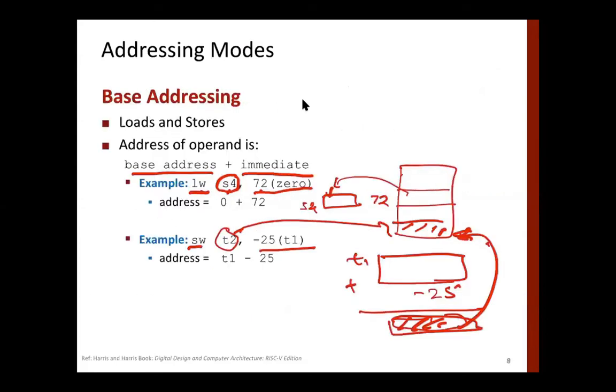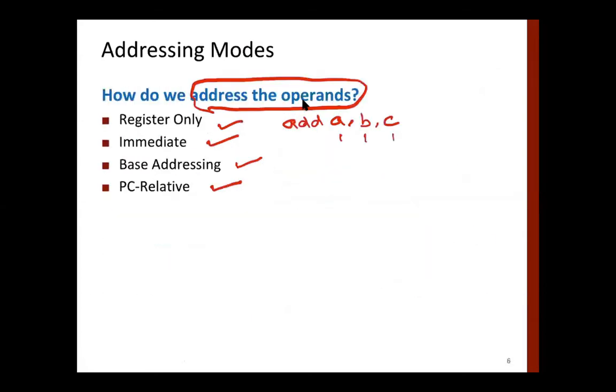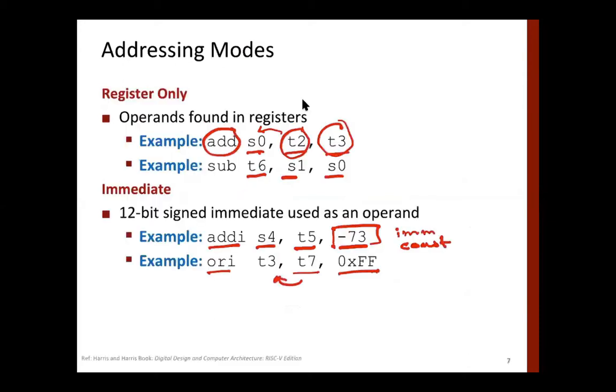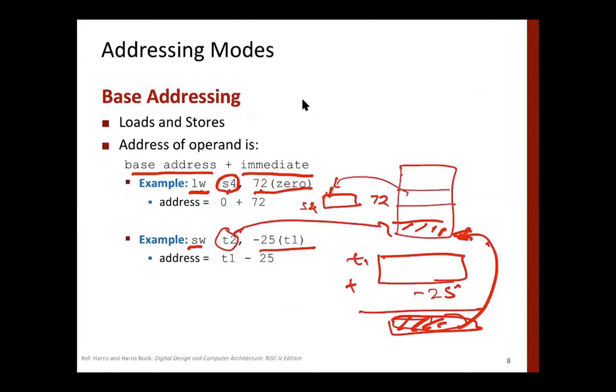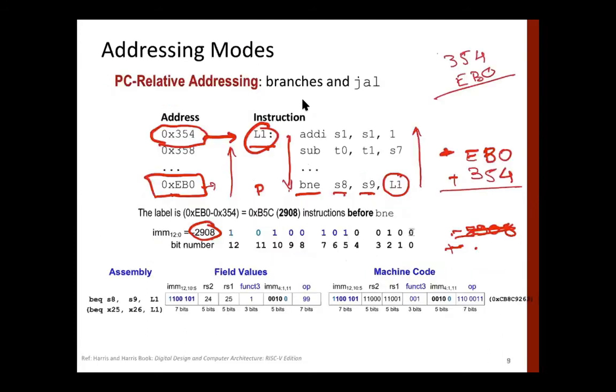Essentially we have 4 addressing modes: register only, immediate, base addressing, and PC relative, because the jump address is relative to the PC, the program counter, right? All right, so these are the 4 modes that we have studied. Any question?